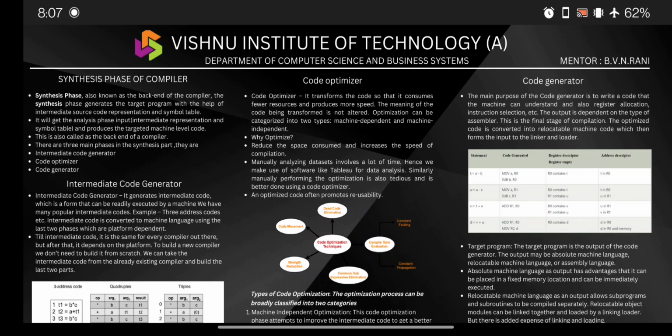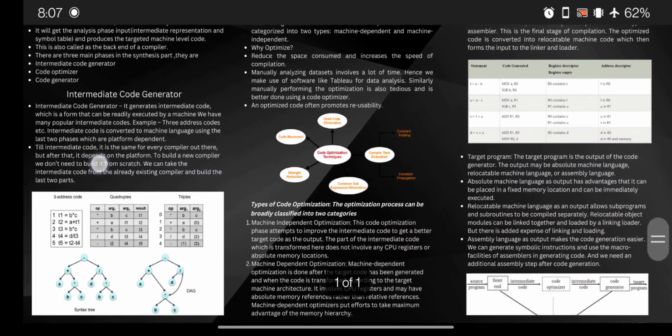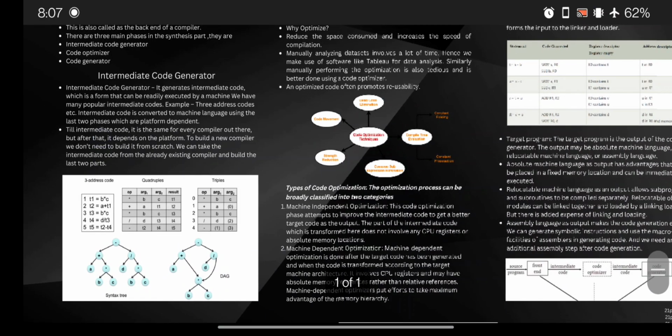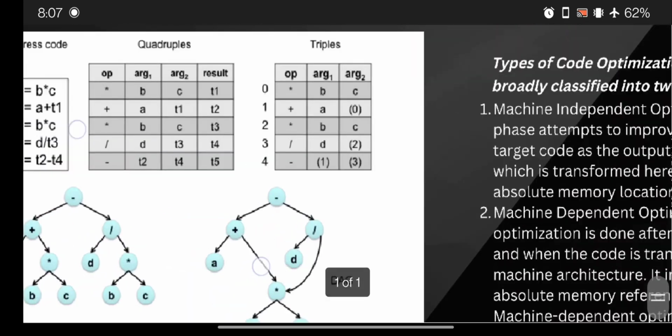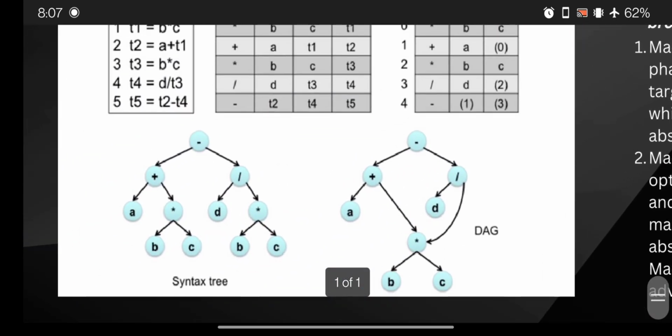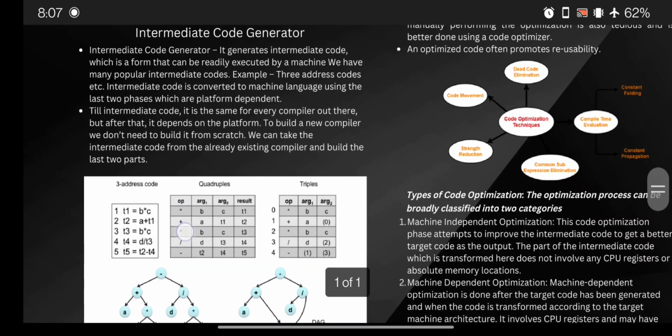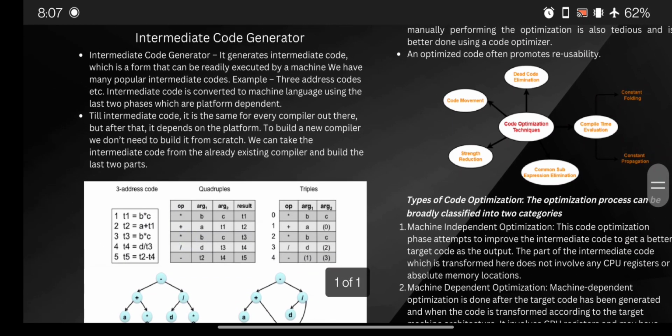Now I am going to explain about intermediate code generator. The name itself indicates it's an intermediate phase between the front end and back end. It takes syntax tree as an input and generates 3 address code. This 3 address code can be represented in three types: quadruples, triples, indirect triples.